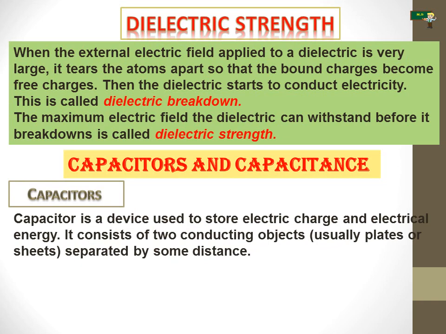A capacitor is a device used to store electric charge and electrical energy. It consists of two conducting objects, usually plates or separate sheets. They are separated by some distance, and you all know the distance between them is 2a.